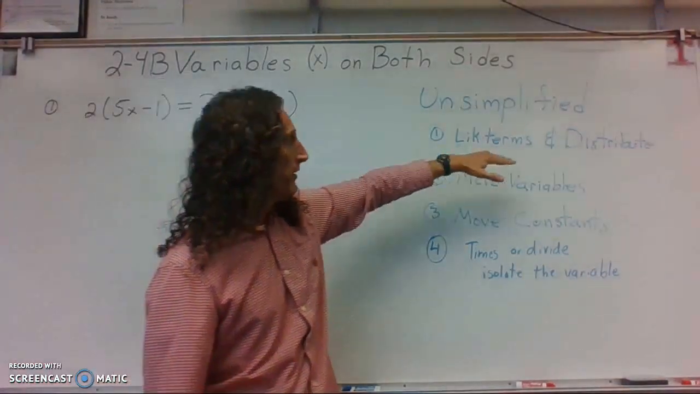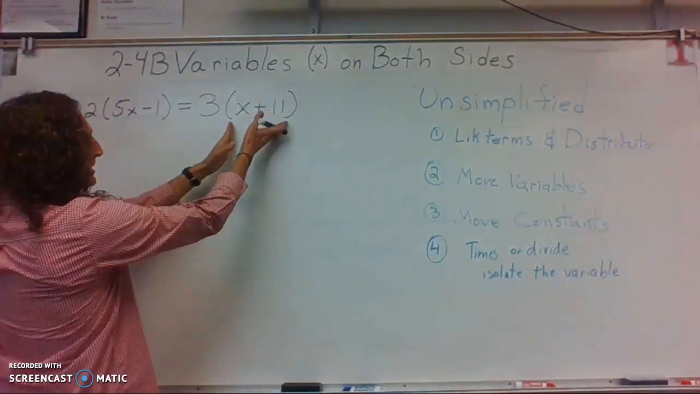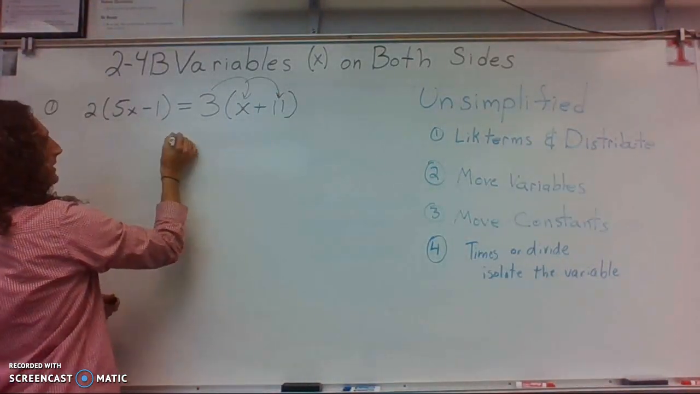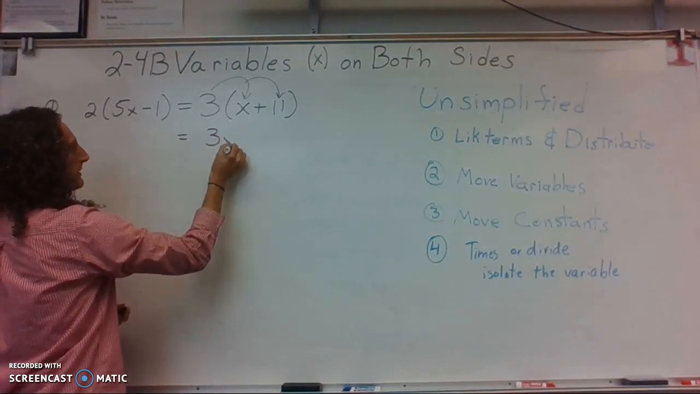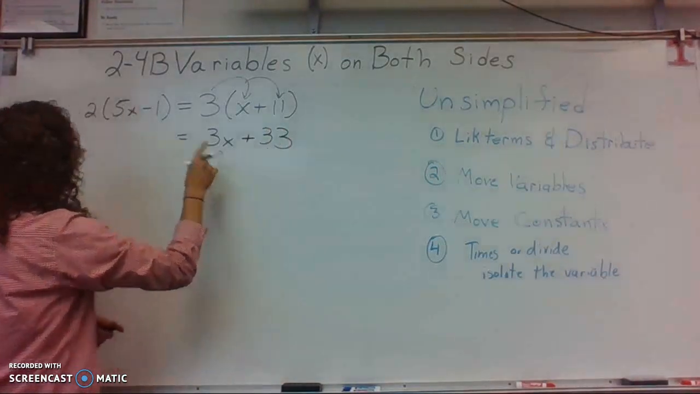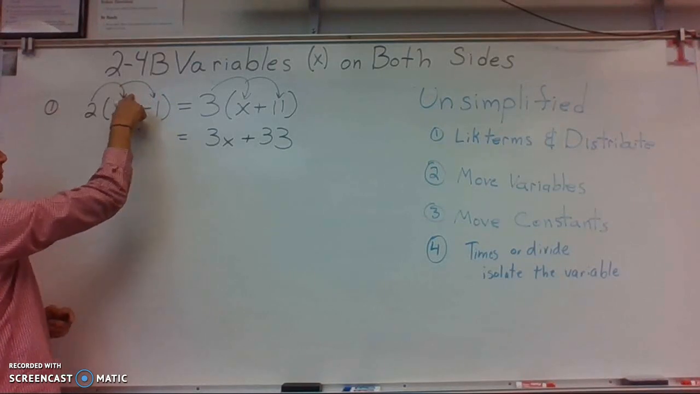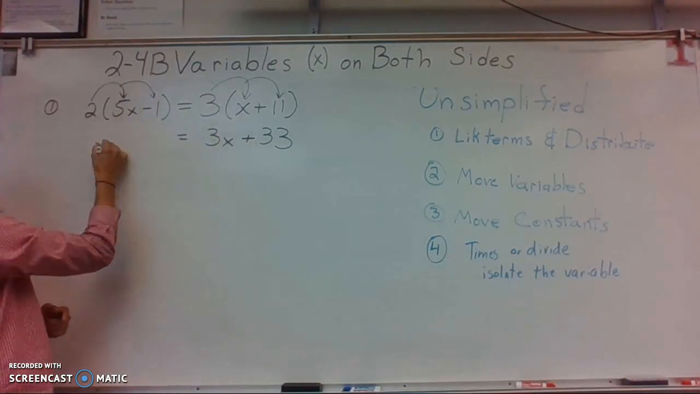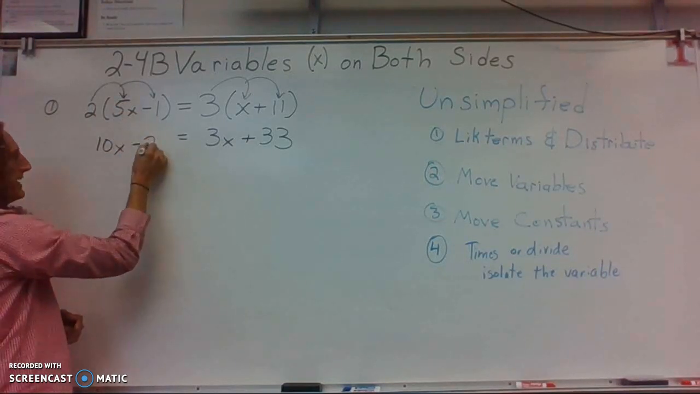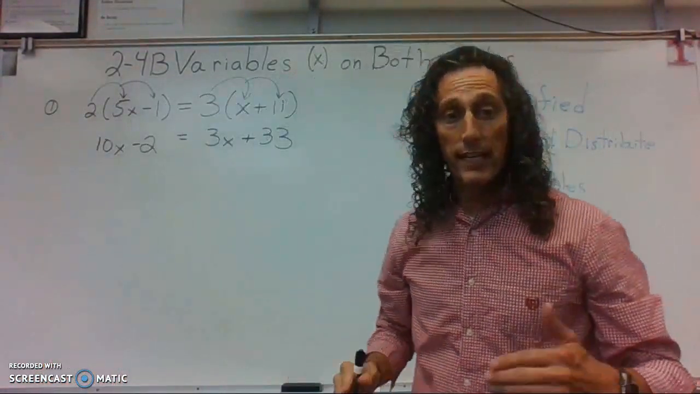So we have to get rid of, on this one, parentheses means you have distributive property, right? It's like a package. So this 3 is going to deliver or distribute. So this becomes 3x. 3 times 11 is 33. On this side, the 2 gets distributed. Remember, this is always multiplication. So we go 2 times 5 is 10x. 2 times a negative 1 is negative 2.